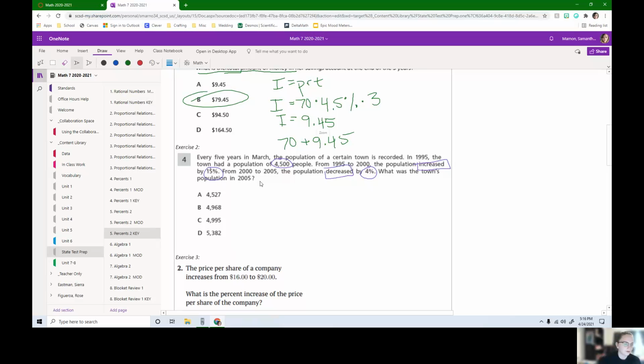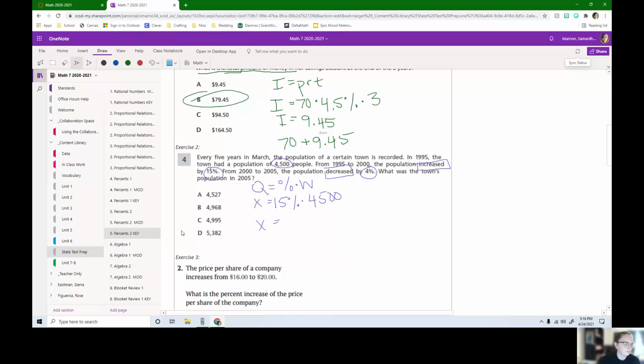Okay, so we're going to use our equation, quantity equals percent times whole. The quantity is going to be the change in population. So our whole is this original 4,500 people. We know it's increasing by 15%. So I don't know what the increase is going to be, but I know it's going to be 15% of that 4,500. So times 4,500.